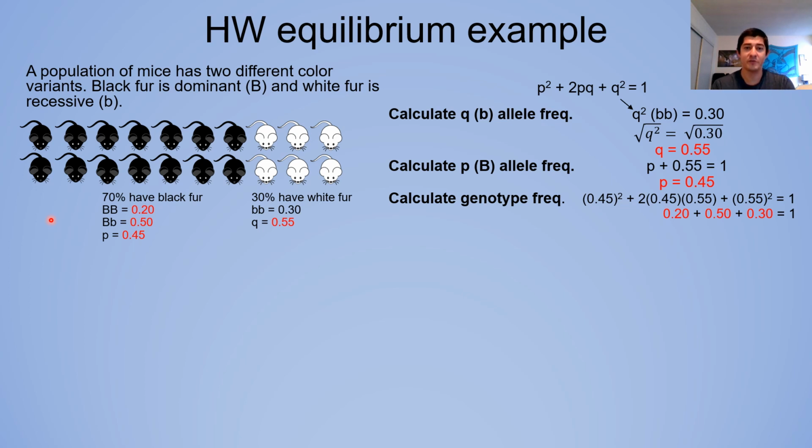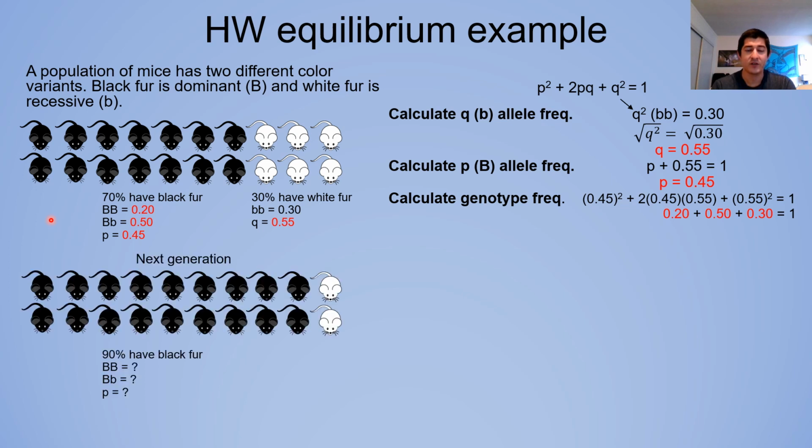But to know if this population is evolving, we have to examine it over several generations. So let's look at this next generation where we have now 90% with black fur and only 10% with white fur. Same thing, we can't know what the genotypes for the black fur individuals are, but we do know the genotype for the white fur. And in this case, they make up 10% of this population.